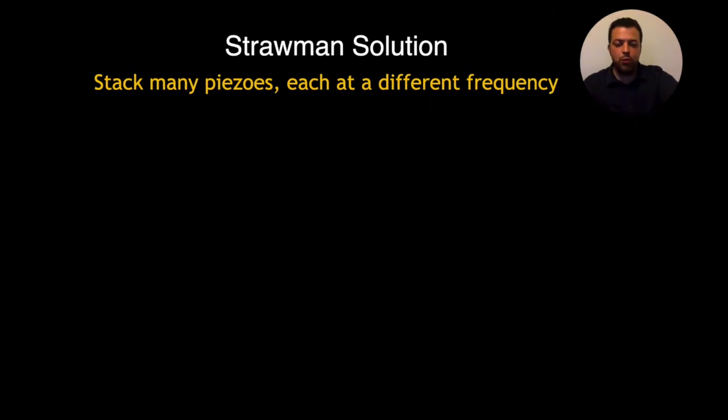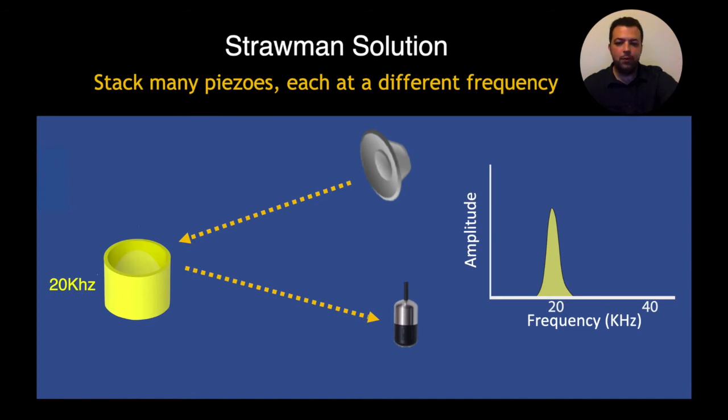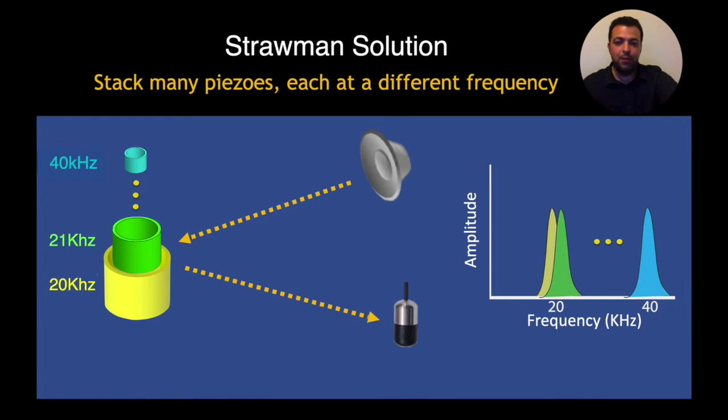The strawman solution to this problem is to stack many piezos, each at a different frequency, and connect them together. Let's say we want to communicate at 20 kHz. Then we can simply take a piezo with the resonance at 20 kHz. Now, if I want to also communicate at 21 kHz, I can simply add another piezo with a resonance at 21 kHz, and so on and so forth. With this approach, yes, we can get a wideband and high throughput communication.